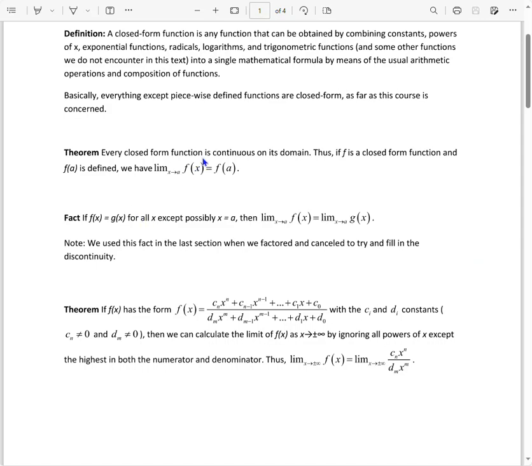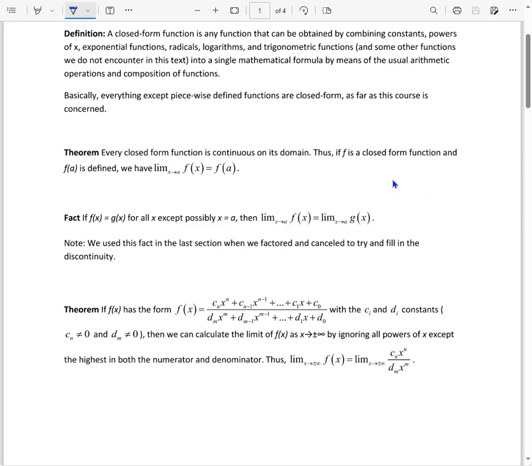Every closed form function is continuous on its domain. So if we want to know where it's continuous, we can just find its domain. Thus, if f is a closed form function and f of a is defined, the limit has to be equal to the function value at a. Also, a fact that we have used: if f of x equals g of x for all x except possibly at x equals a, then the limit as x approaches a of f of x is the limit as x approaches a of g of x.